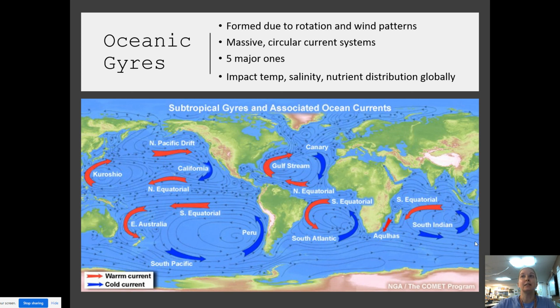These are massive circular current systems. We've got 5 major ones you can see, and they impact temperature, salinity, and nutrient distribution globally, which is kind of cool. So when you see them like this, your upwellings, you're going to have a lot more minerals and materials being deposited here. In the North Pacific area, this is where the Great Pacific Trash is, the trash heap. It's about twice the size of Texas right now. So we'll talk about that in a later unit, but this is where it is, so you can get a visual of that.